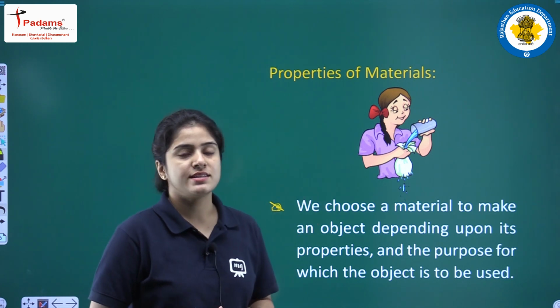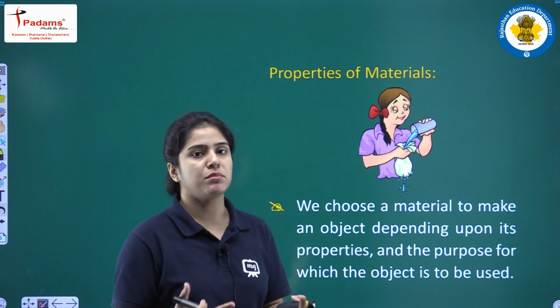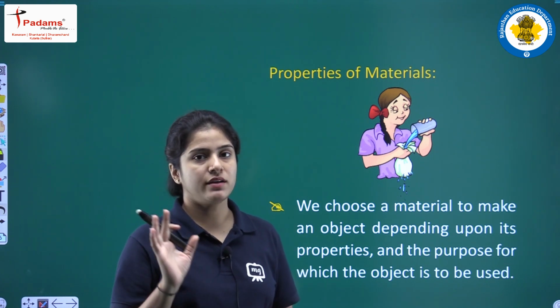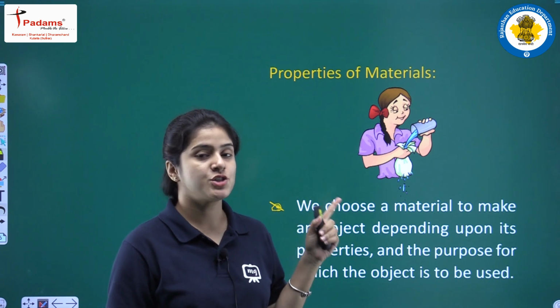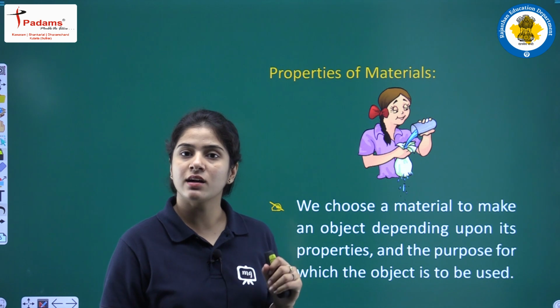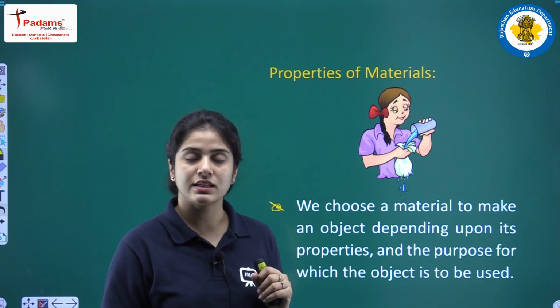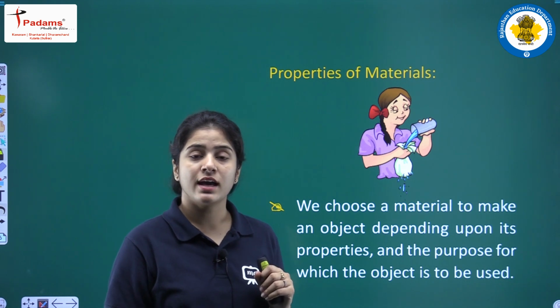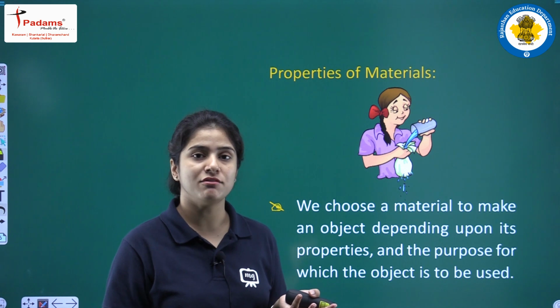In this picture students, it is clear that she is a girl, and she wants to make a tumbler. A tumbler is used to store water, and just look at the material she is using for making a tumbler. She is using a cloth. Is this justified? Can cloth be used for making a tumbler? Can cloth just hold the water with itself?